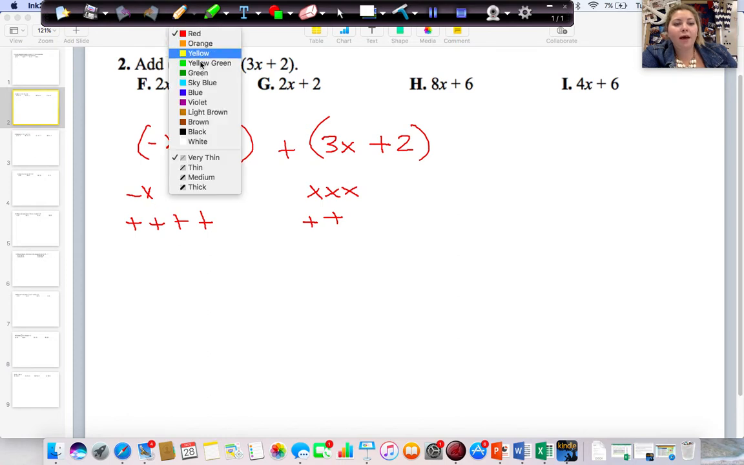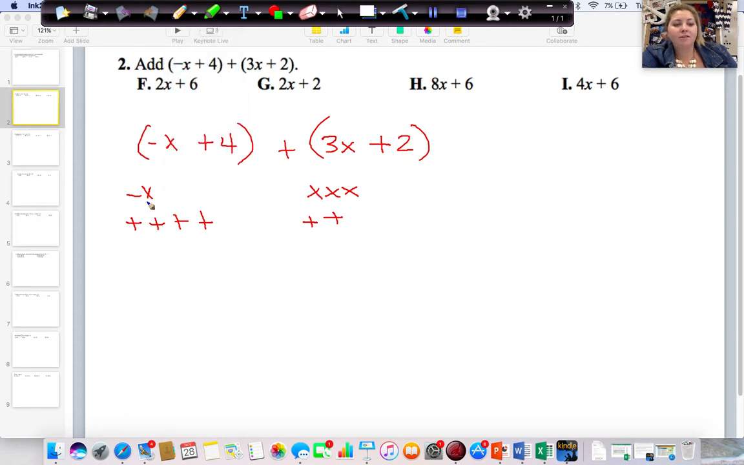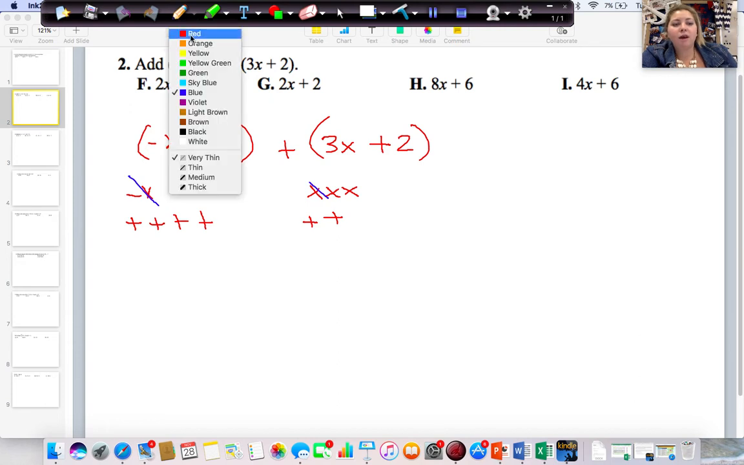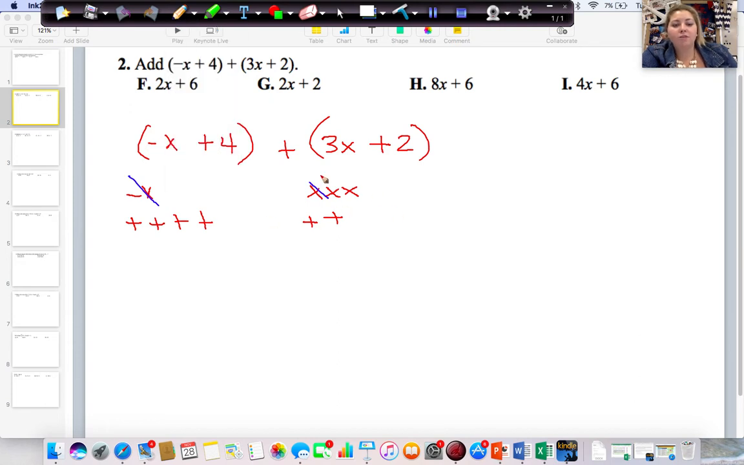Remember, whenever you have a positive and a negative, they cancel. So this negative x and this positive x cancels each other out. We don't have any other positive and negative pairs. So now we can rewrite our expression. We have 2 x's left. And we have 4 positives over here plus 2 positives over here gives us 6 positives total. So 2x plus 6 is our final answer, which is F.